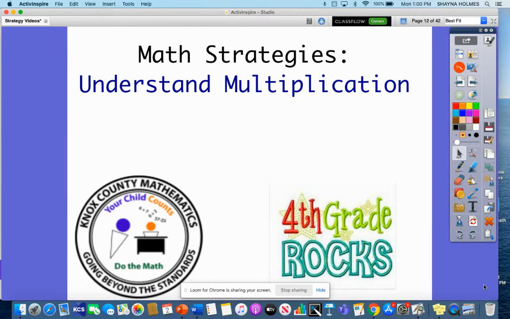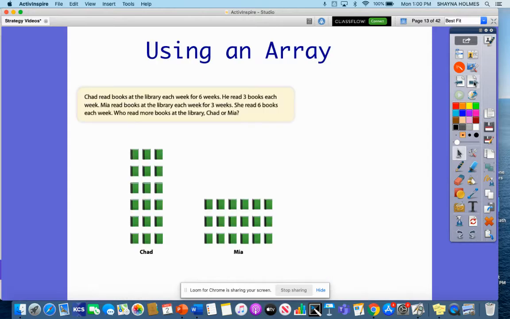Today's math strategy video is on understanding multiplication. So our first strategy that we're going to look at is using an array. And you probably had a really good introduction to arrays in third grade. So we're just going to talk about a refresher with these.